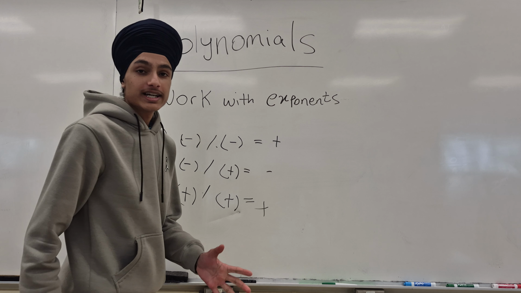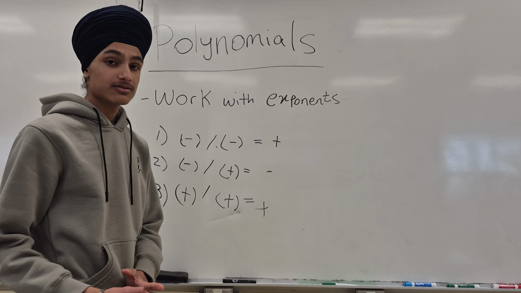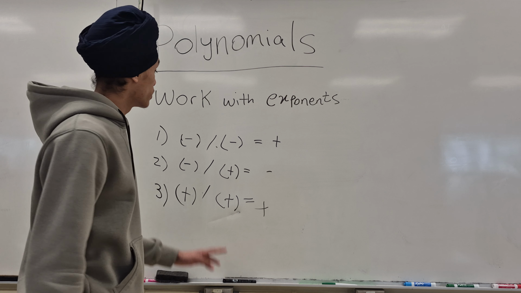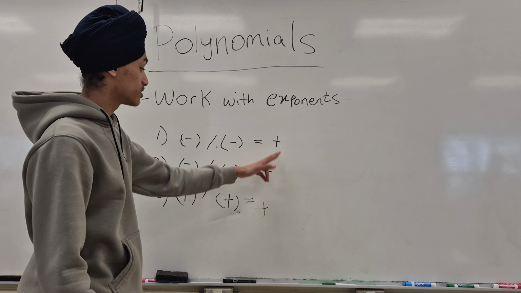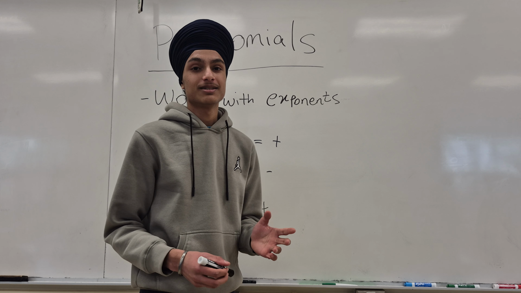So now the trick to memorize this is whenever you have 2 negatives, it's always positive. And same thing here, 2 positives, it's always positive. So whenever you have 2 same signs, it's always positive. And when you have different signs, it's always negative. That's a simple way to memorize this.